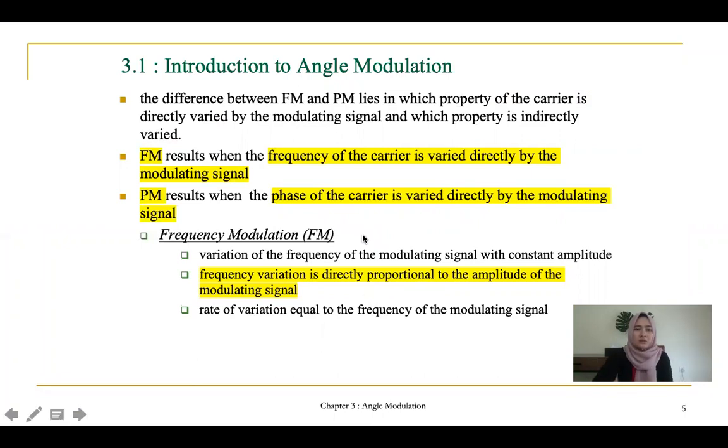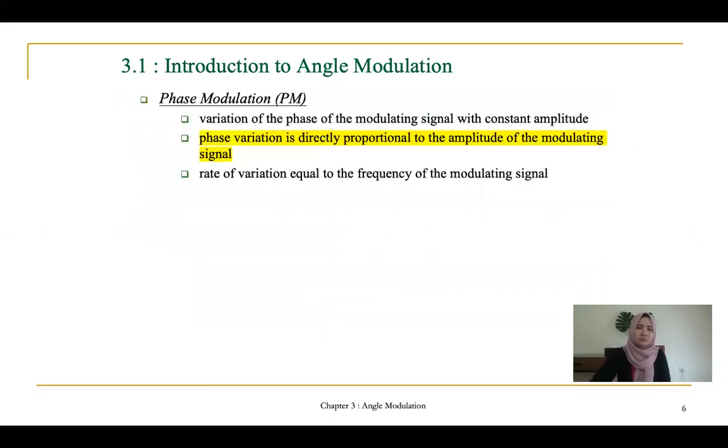First, let's look into frequency modulation. You can see that over here, for FM, the frequency variation is directly proportional to the amplitude of the modulating signal. So this is what I explained before. For angle modulation, specifically the frequency modulation, the frequency variation is affected by the modulating signal. It's directly proportional to the amplitude of the modulating signal. For phase modulation, the phase variation is directly proportional to the amplitude of the modulating signal.